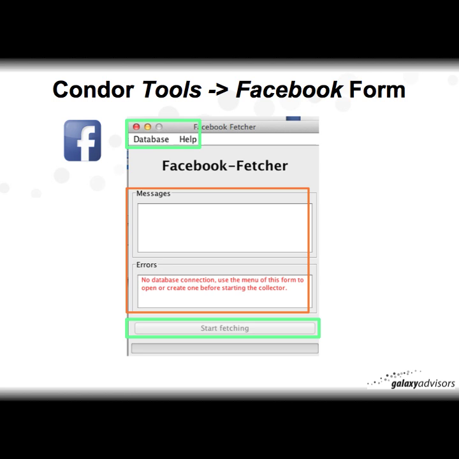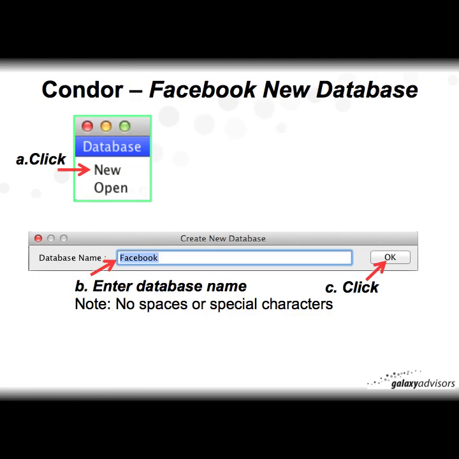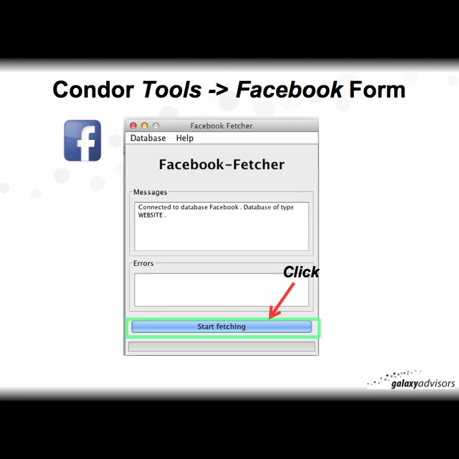So let's go through and describe the steps of fetching your Facebook network. It begins in the database menu by clicking New. A window will open for you to create a new database. I just entered Facebook. Again, the important thing to remember is no spaces or special characters in the database name. Then click OK.